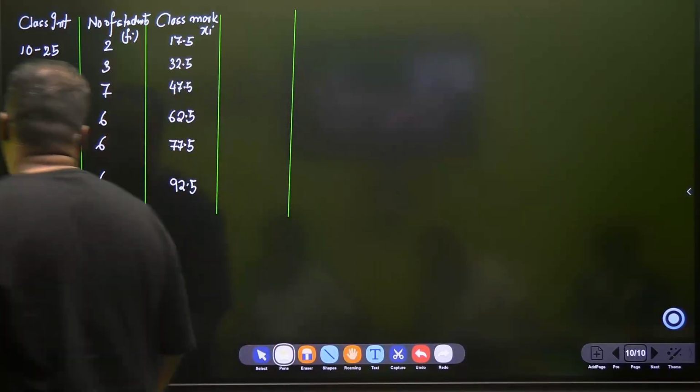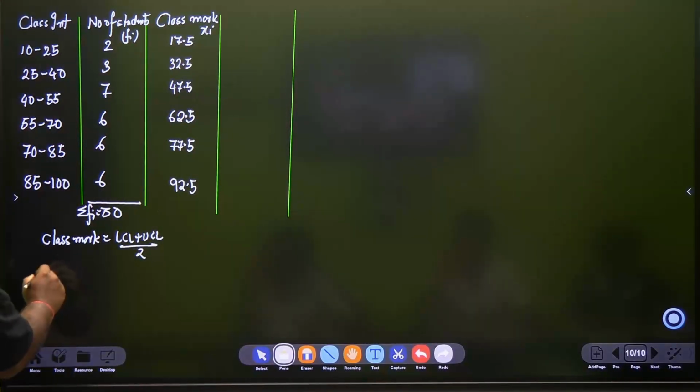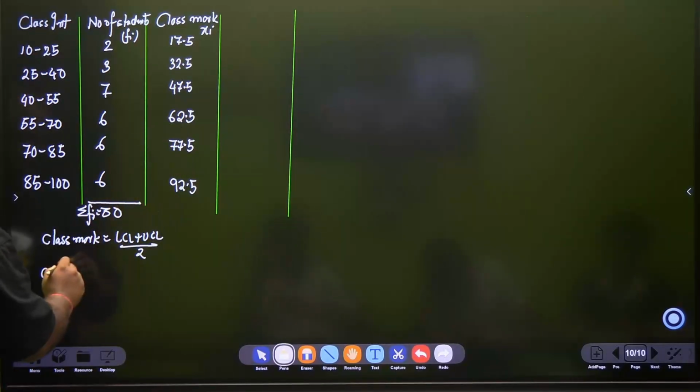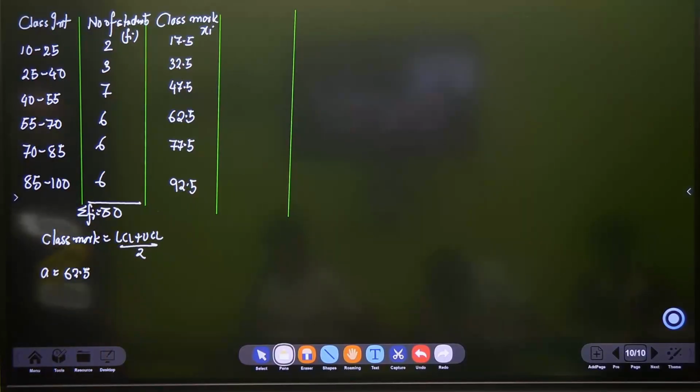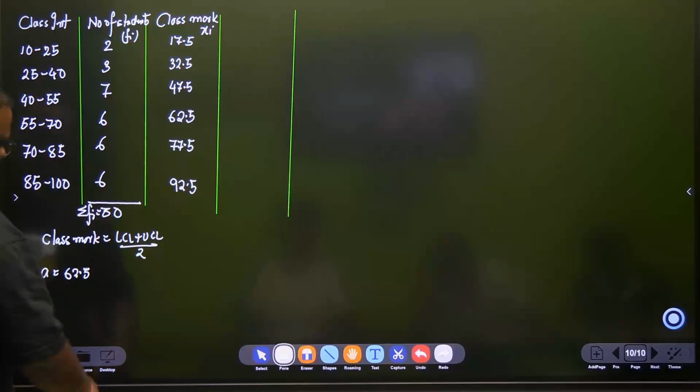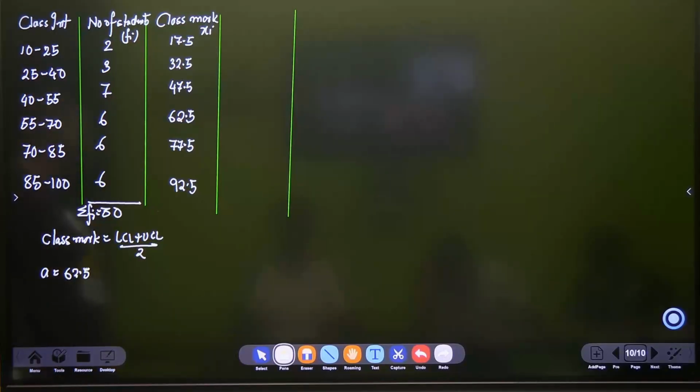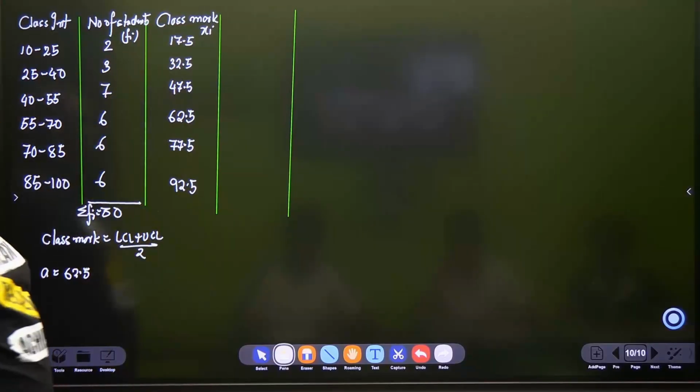Now here is what I want to change. We will take an assumed mean. So let the assumed mean be equal to how much? I am taking assumed mean as 62.5. I want at least 3-4 children to take 47.5. Take your assumed mean as 47.5. I am taking 62.5, you take 47.5. We'll still arrive at the same answer.